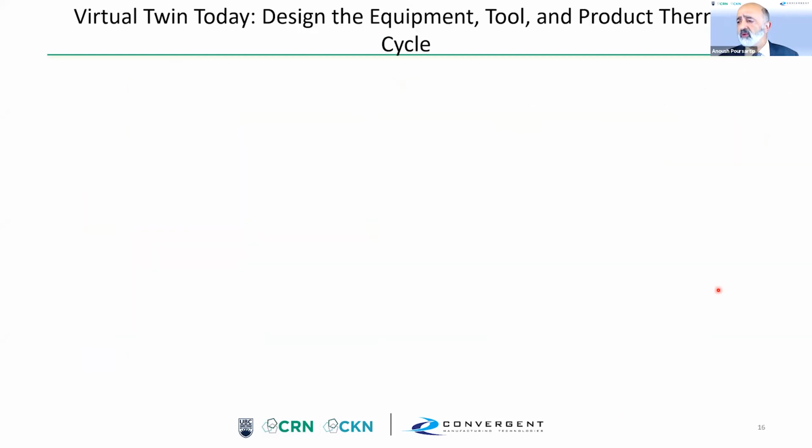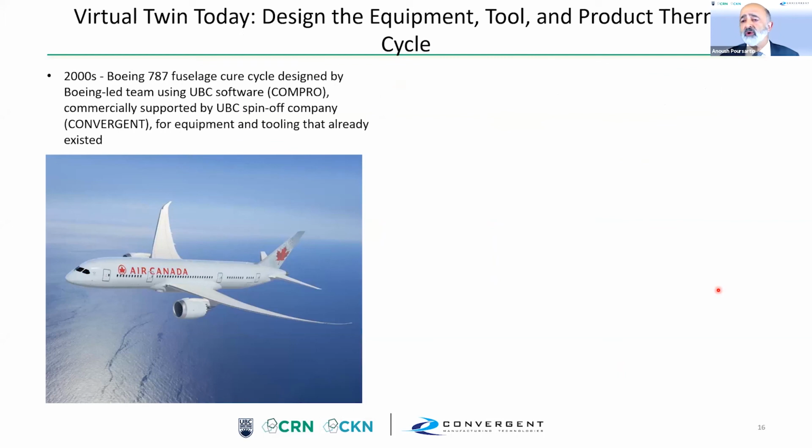This is really quite well established now in the sense that if we look at leading industrial adopters of this technology, going back 20 years now, the Boeing company used the original UBC software written by two of our students to design the cure cycle for the 787 fuselage. And this was supported at that time by the recent company Convergent.